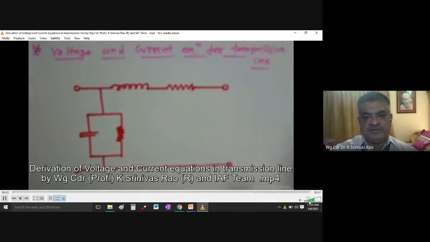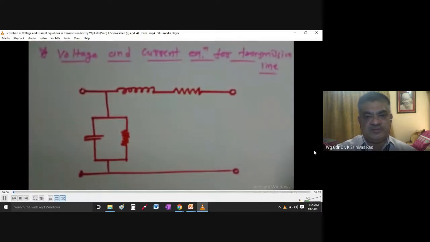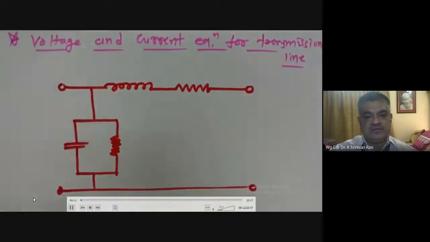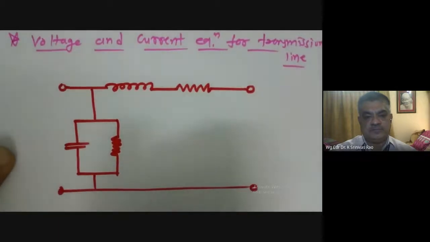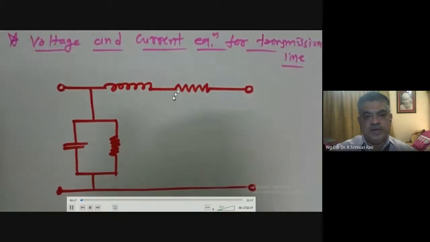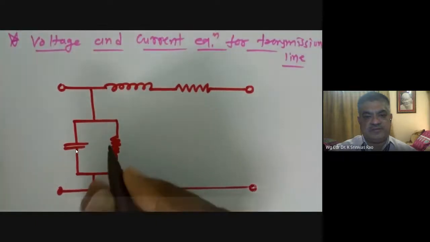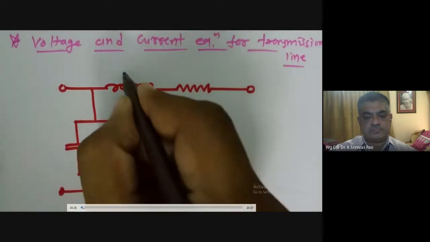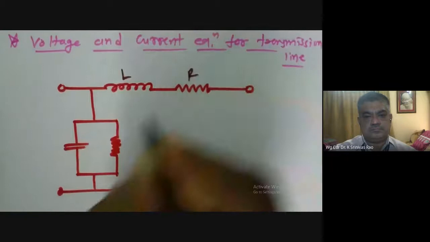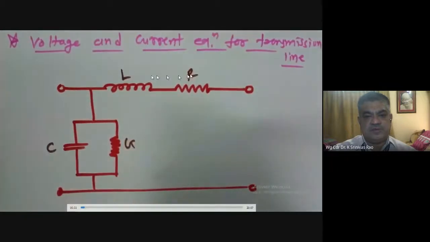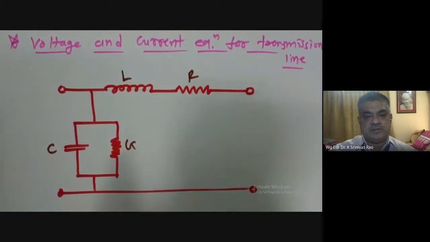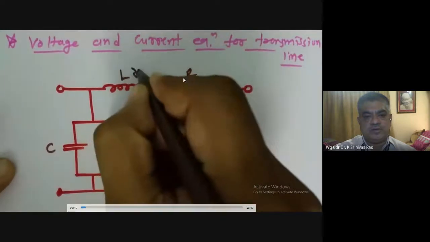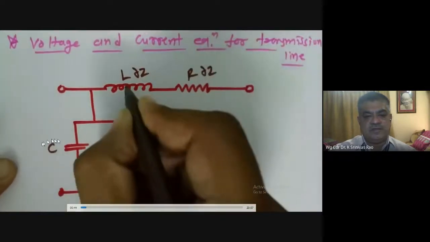The voltage and current equations for a transmission line. Let us consider a transmission line with certain parameters as seen in the video. We have a resistance, inductance, transconductance, and capacitance. These are the components: inductance, resistance, transconductance, and conductance. We have inductance, resistance, conductance, and then we have a capacitor here.